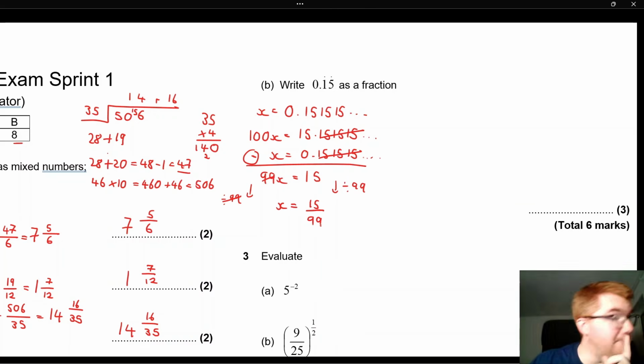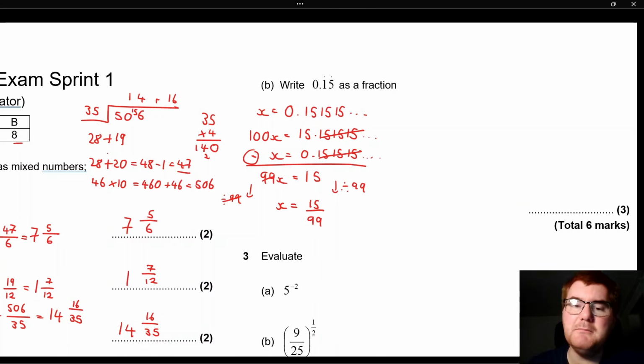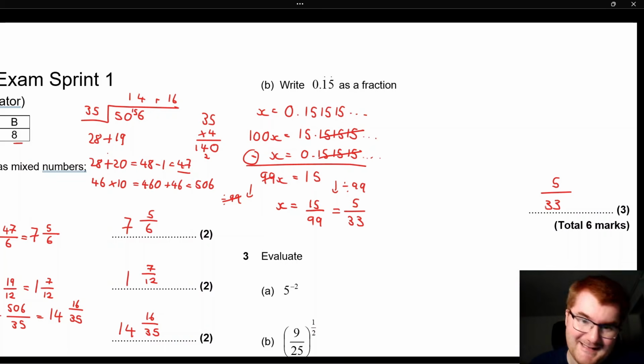And hopefully you did not fall for the trick here, which always look to simplify. And notice we can actually divide by 3 top and bottom, so we can simplify this down to 5 over 33. I hope you enjoyed that dramatic pause there. If you fell for it, then do let me know in the comments.